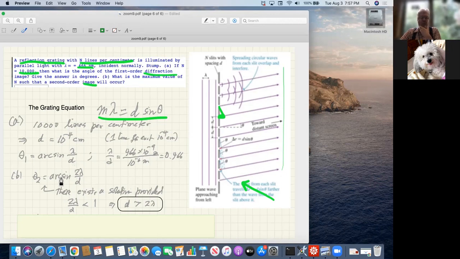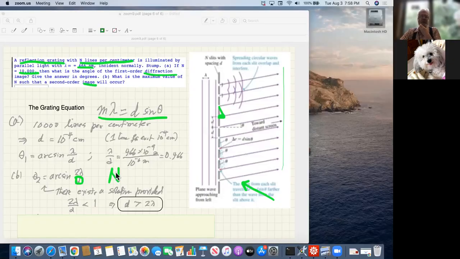All right, so in this problem, in part B, the question is, what's D? No, the question is, what's N? Whoops, I didn't mean to stop that. The question is, what's N? Remember, d and N are related by this equation.